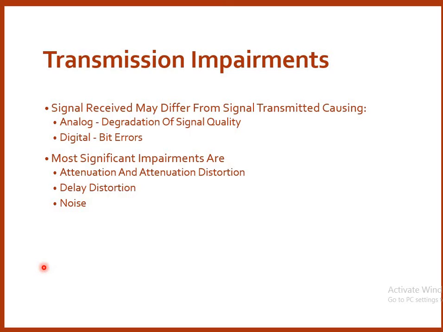Then a few transmission impairments are present in case of data communication. So what are the transmission impairments? The signal received may differ from the signal transmitted, so that is called an impairment, causing analog and digital problems. If you're concentrating on the analog, in analog there is a degradation of signal quality, and in digital there are bit errors. And the most significant impairments are attenuation and attenuation distortion, delay distortion and noise.